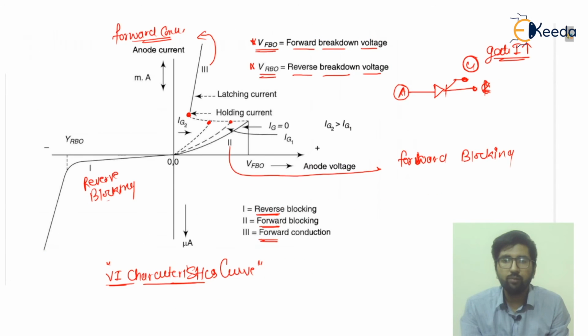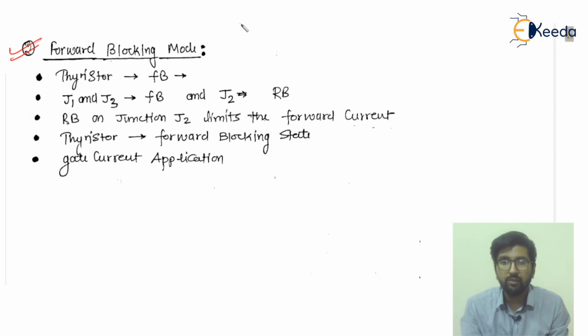So what is the forward blocking mode? This is your forward blocking mode. It is in forward conduction, meaning the anode voltage is positive, and the anode current is also in the positive direction. It means it is lying in the first quadrant. But it is in the blocking mode. Why is it blocking mode? Because no conduction has started yet. So the forward blocking mode is called mode number 2.